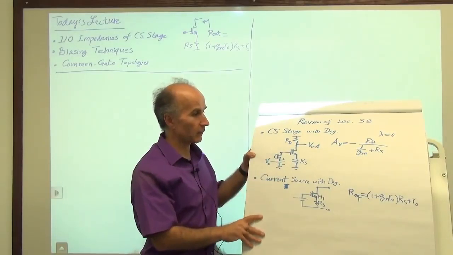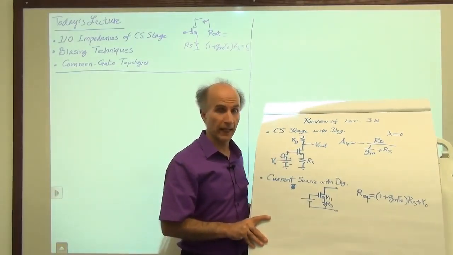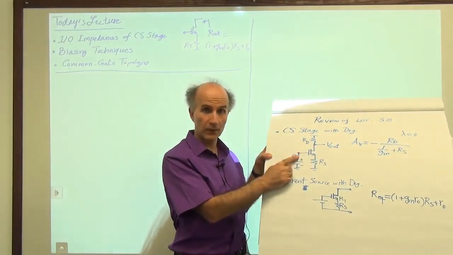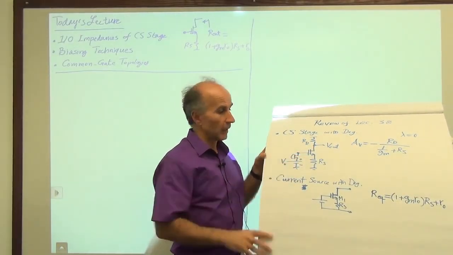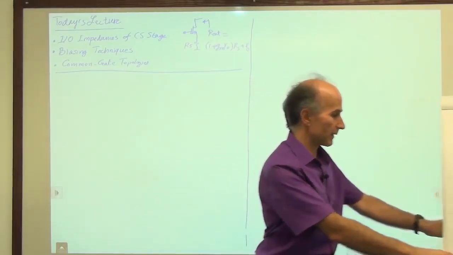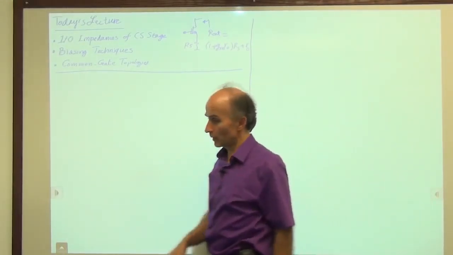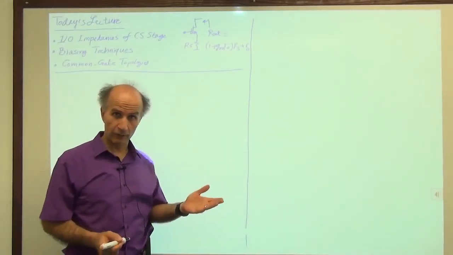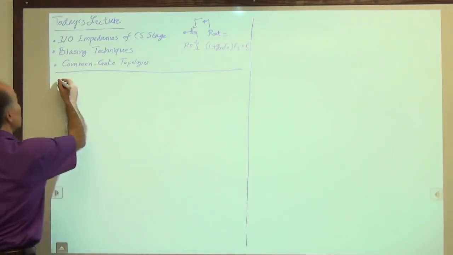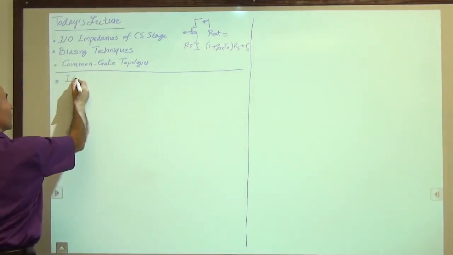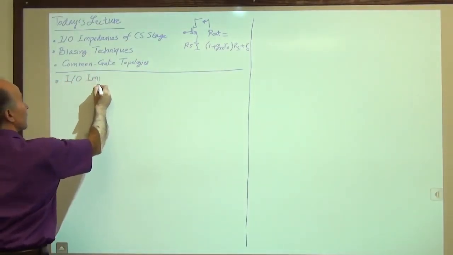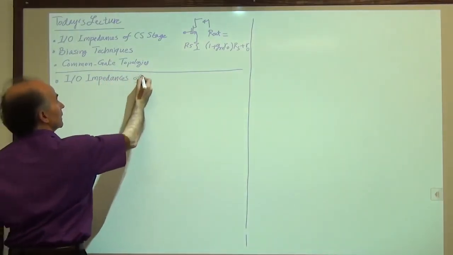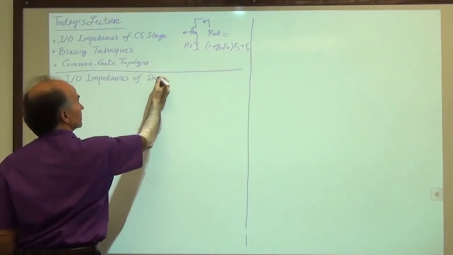So with these things available, now we can go ahead and look at the input and output impedance of this common source stage with degeneration. All right, so for the input impedance, that's relatively straightforward because we know that the gate has a very high input impedance, at least at low frequencies. So let's look at the I/O impedances of the degenerated common source stage.